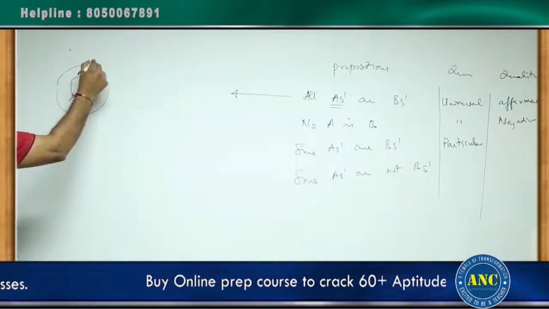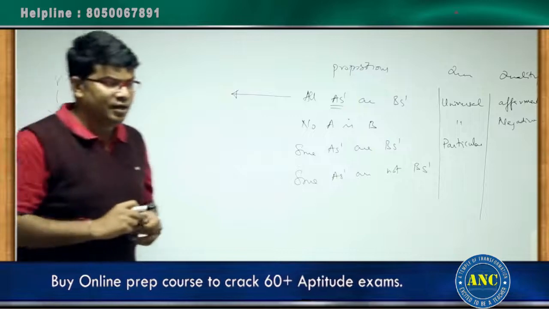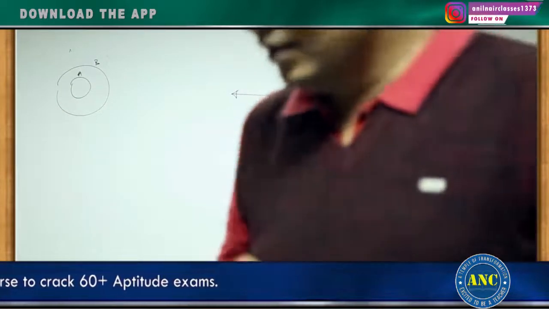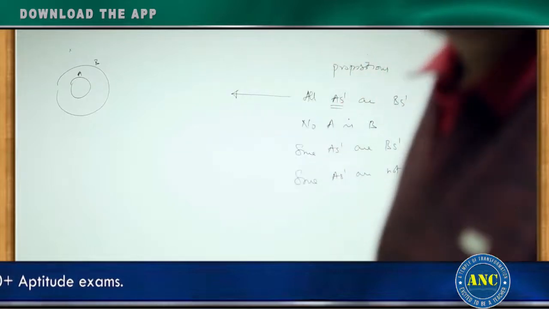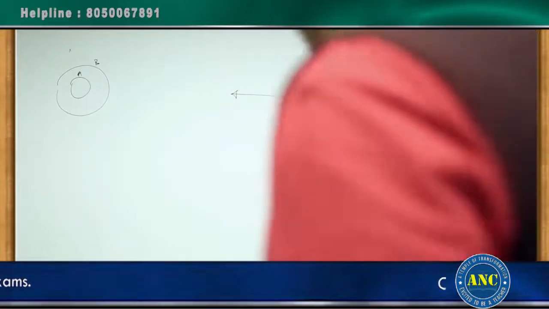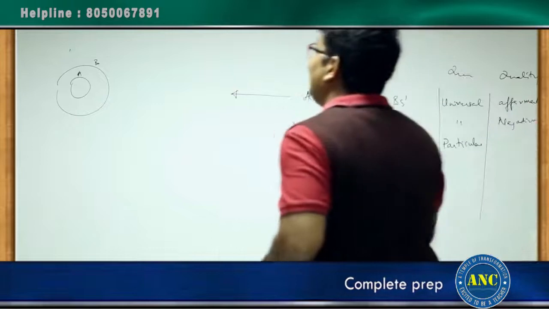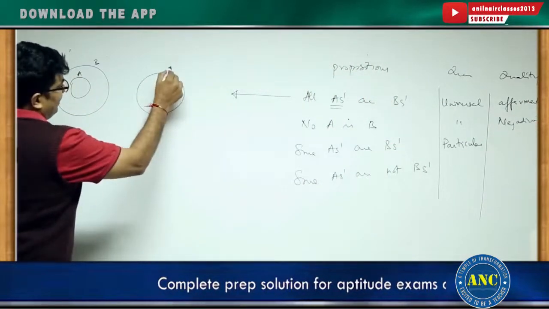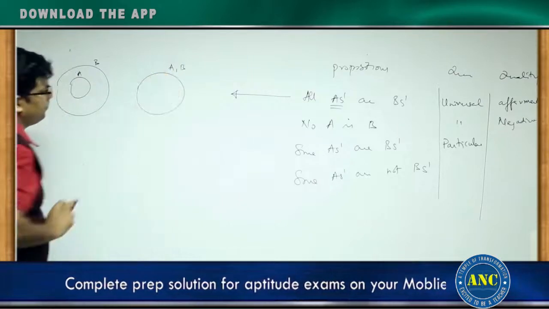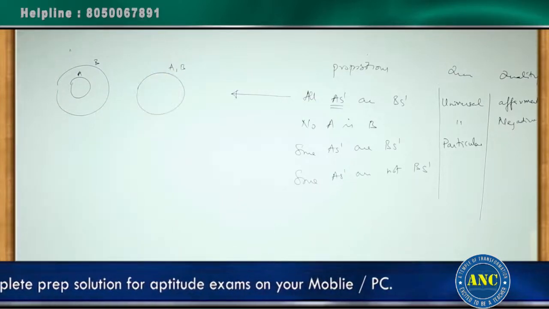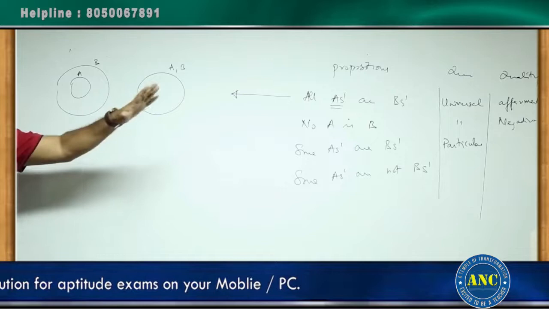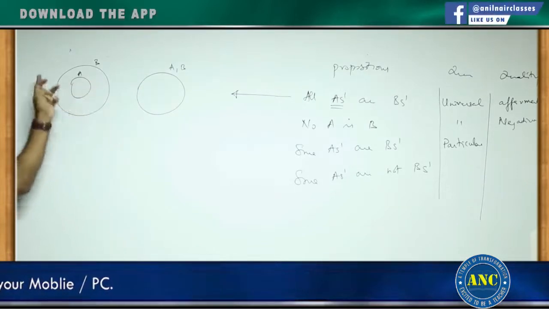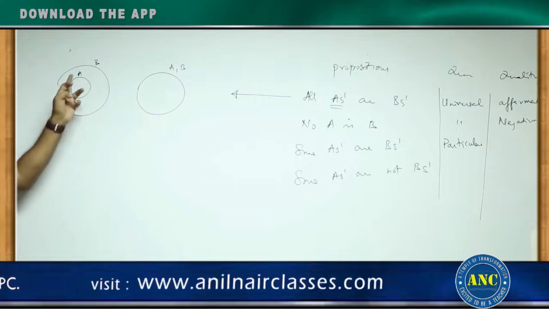All A's are B's, right? But I saw someone drawing it a little differently. Any other way of looking at it? Very good, awesome, I like that. So all A's are B's, you can also draw this like that and say this is A comma B, right? These are the two possibilities of all A's are B's. One possibility is that A is a subset of B.